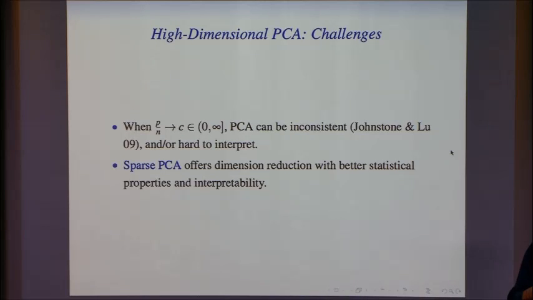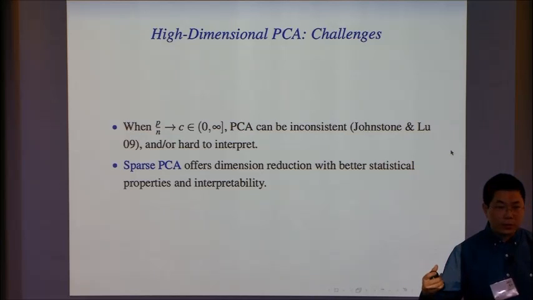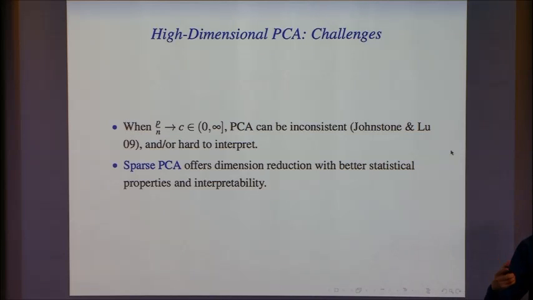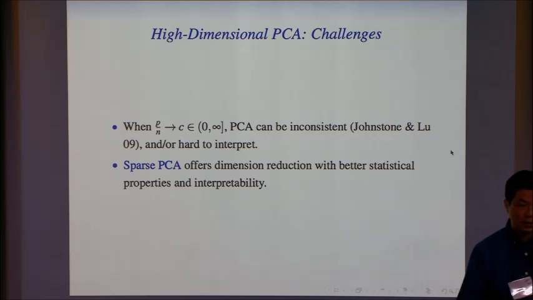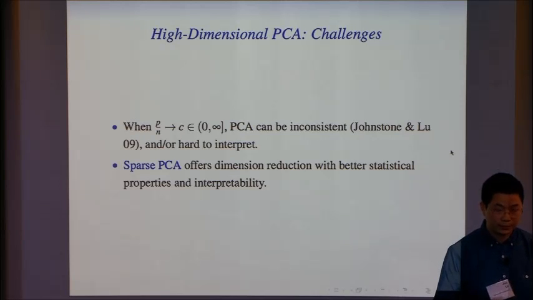So interpretability means in the ordinary PCA, if you have a large number of variables, the linear projection may involve many of them. So you don't know which ones are more important and which ones are less important, and Sparse PCA automatically selects the important ones.